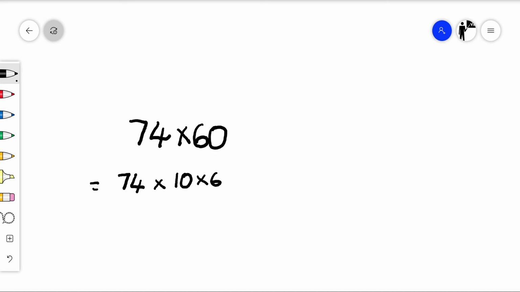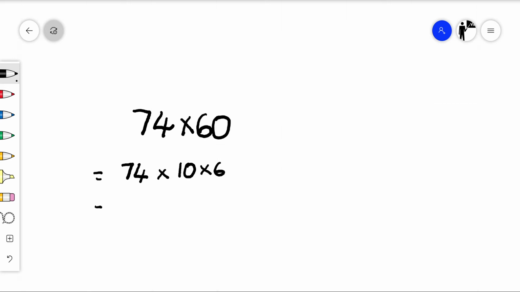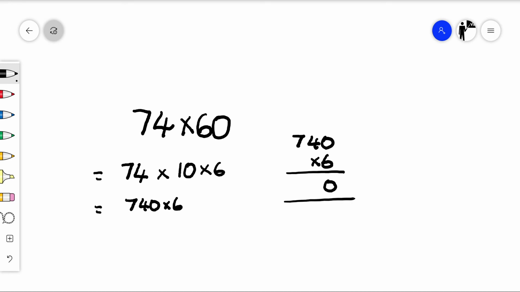There's loads of ways you could have split up 60, but we always want to try and choose the way that's going to be the most straightforward. And we know how to multiply by 10 quite straightforwardly, so we can just do this step here. So that's going to be 740 multiplied by 6, and that's what we're going to do at the side. 6 times 0 is 0, 6 fours are 24, carry the 2, 6 sevens are 42, plus 2 is 44. So my final answer is 4,440.